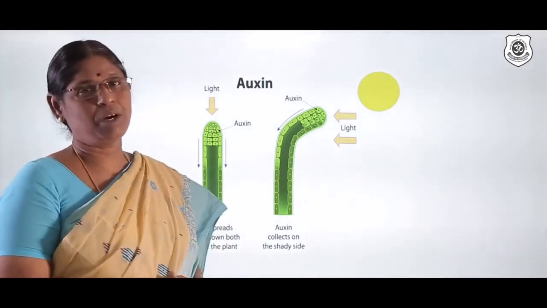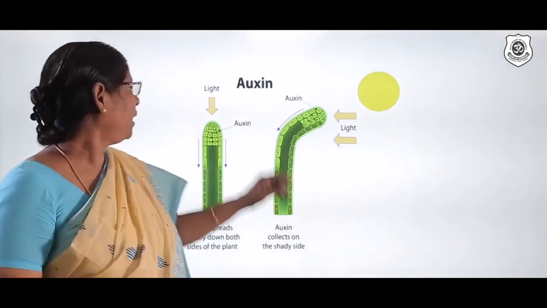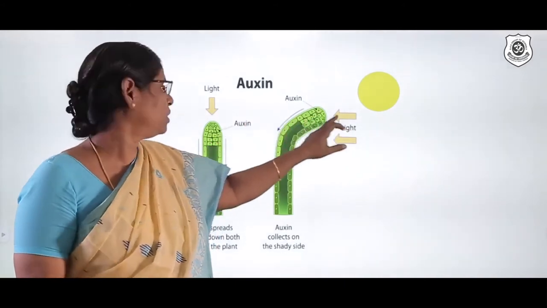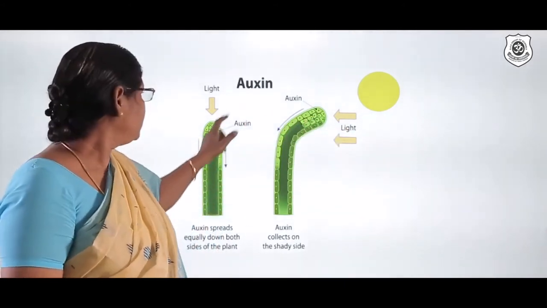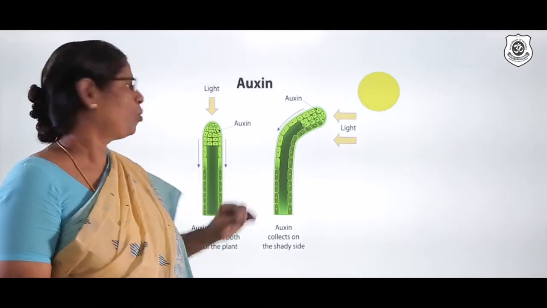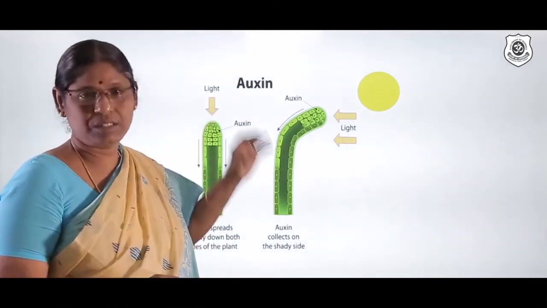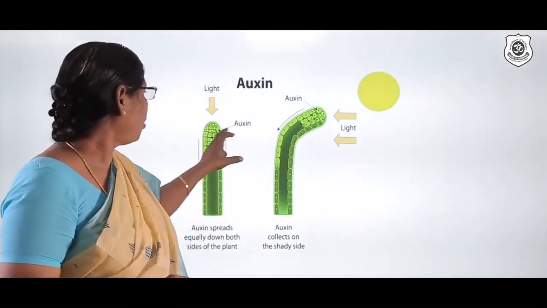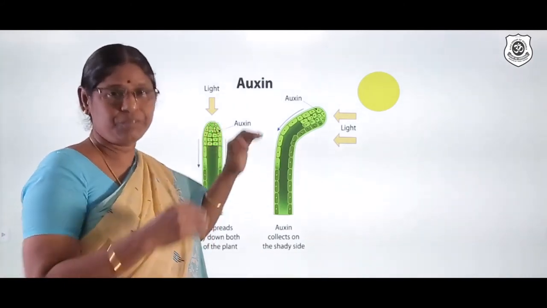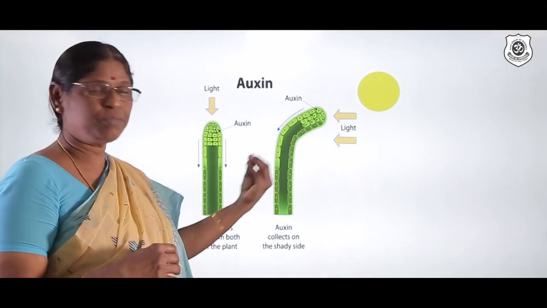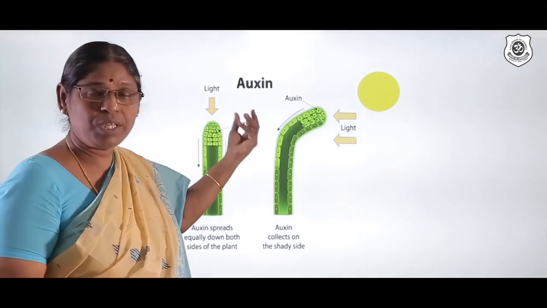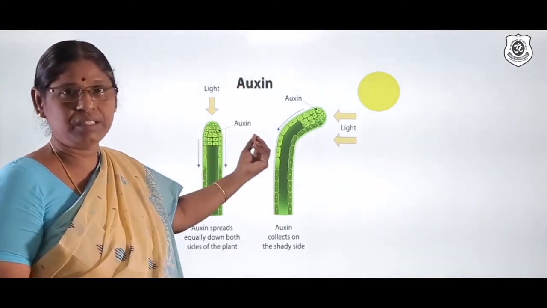Now, in plants also some hormones are there. About that I will tell you. Here auxin is one such hormone, and this is present at the tip of the shoot. Normally when it is growing straight, that is if it receives light at the top, it will be growing straight, and the auxin diffuses at the tip of the shoot evenly on all sides. So auxin is responsible for the growth of the shoot tip. So it will be growing straight as long as it gets the sunlight evenly.